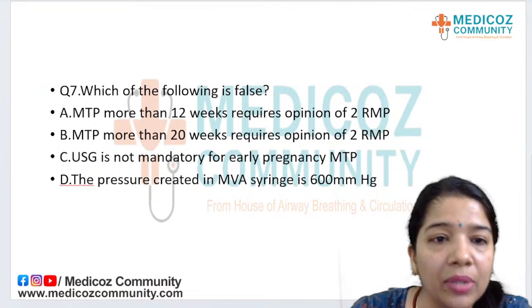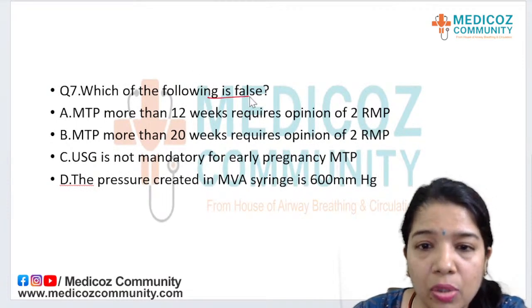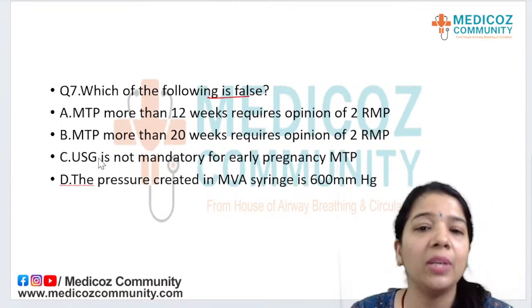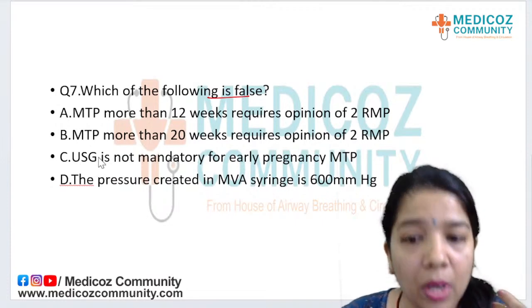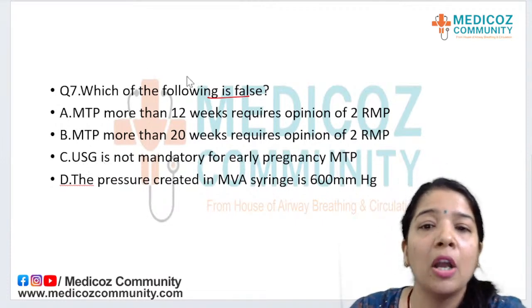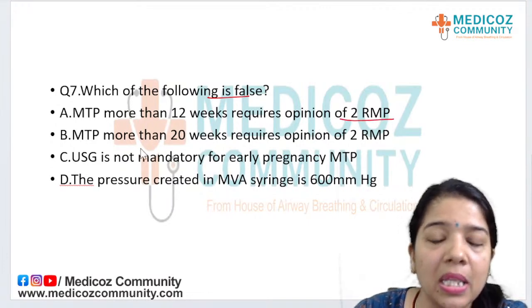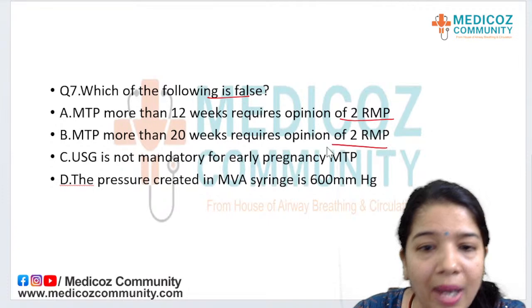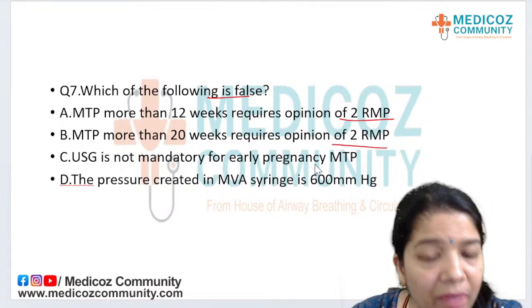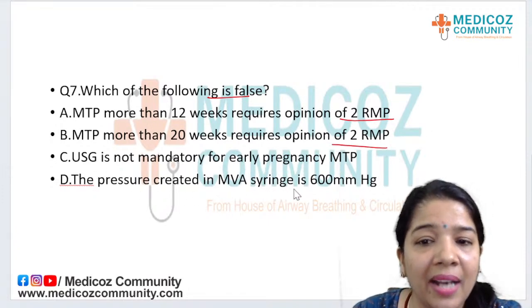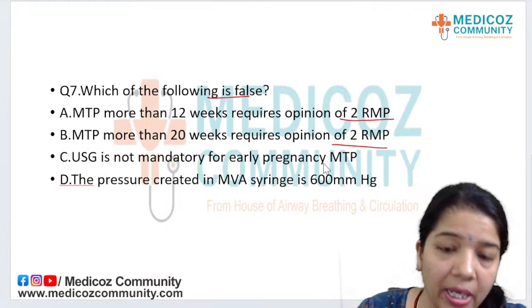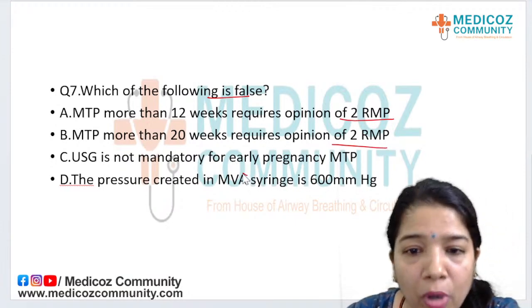Okay, coming to the next question, which of the following is false? Okay, so this is a question on MTP. I specially put a question on MTP because recently there have been updates about it. तो इसमें गलत क्या है? MTP more than 12 weeks requires opinion of 2 RMPs, more than 20 weeks requires opinion of 2 RMPs. Ultrasound is not mandatory for early pregnancy MTP. The pressure created in MVA syringe is 600 millimeter of mercury. I hope you all know what is MVA syringe.